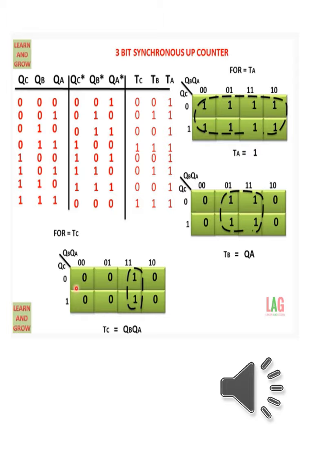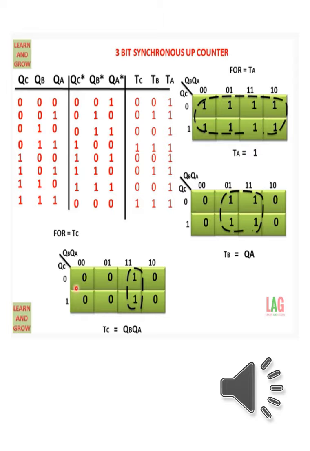The third step. First, we have written the state diagram. Then we have written the excitation table for the T flip-flop. Then the circuit excitation table. It's a very simple table. In this tabular column, QC, QB, QA is the present state, and QC star, QB star, QA star is nothing but the next state. TC, TB, TA we have to write by referring to that excitation table.